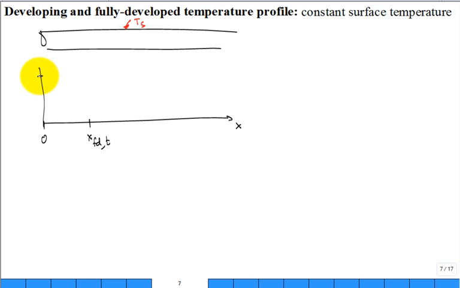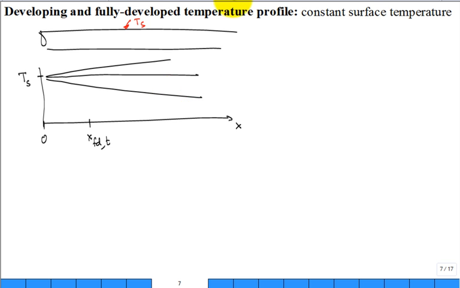This is not too hard of a question. Does the temperature of the surface of the wall of the pipe, don't laugh, is it constant, or does it go up, or does it go down as I go down the length of the pipe?